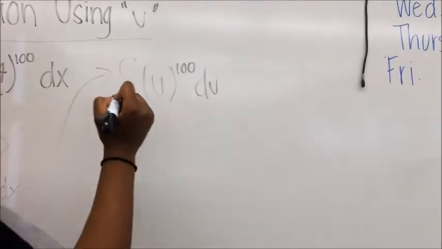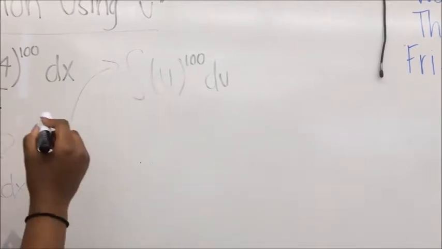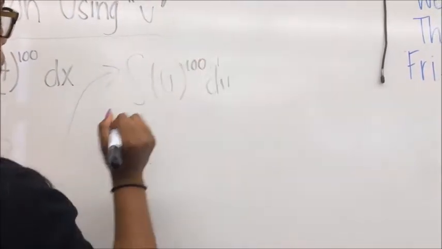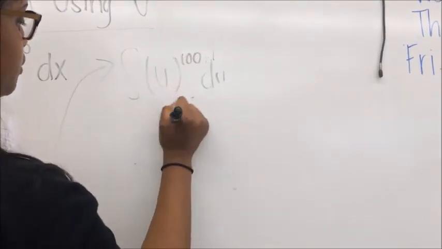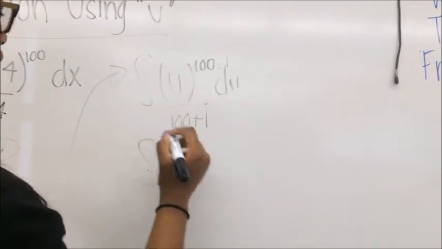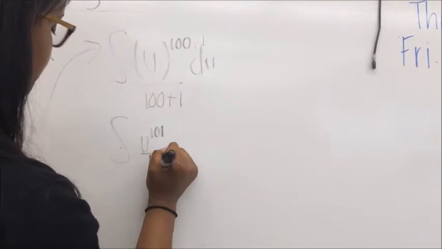Okay. So you still need to find the antiderivative of u to the power of 100. So it's the same equation as before. You just want to add plus 1 here over 100 plus 1. And then you have u to the power of 101 over 101.